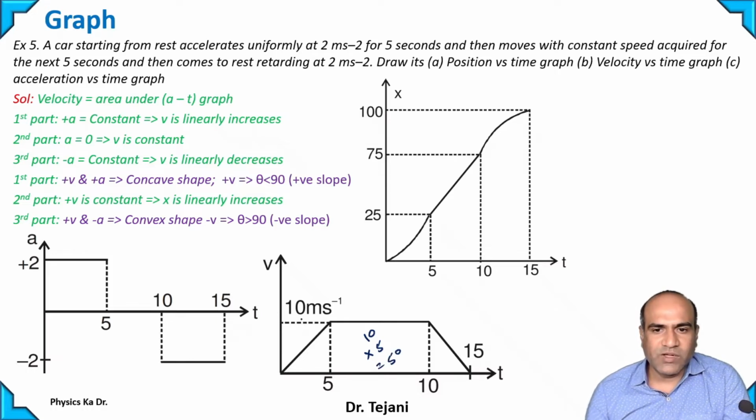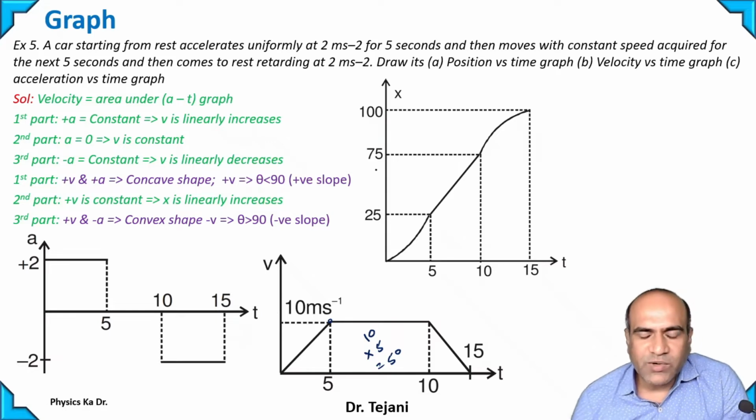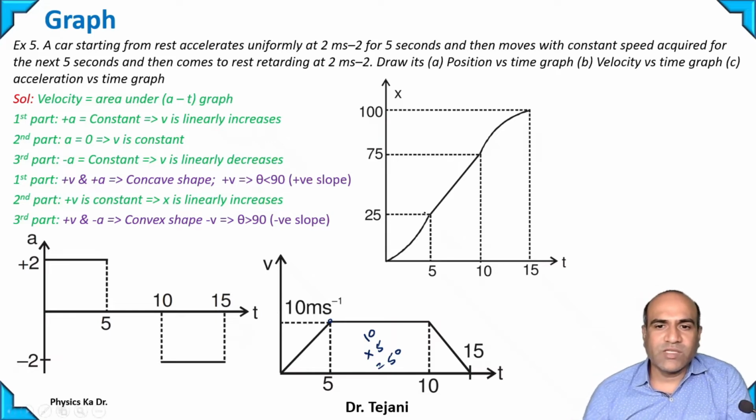Plus, we need to add the previous also. So 25 plus 50 gives us 75. So this is just the area for this section, but whatever distance traveled previously, that we need to add. So 25. And here velocity is constant, so the slope is straight.